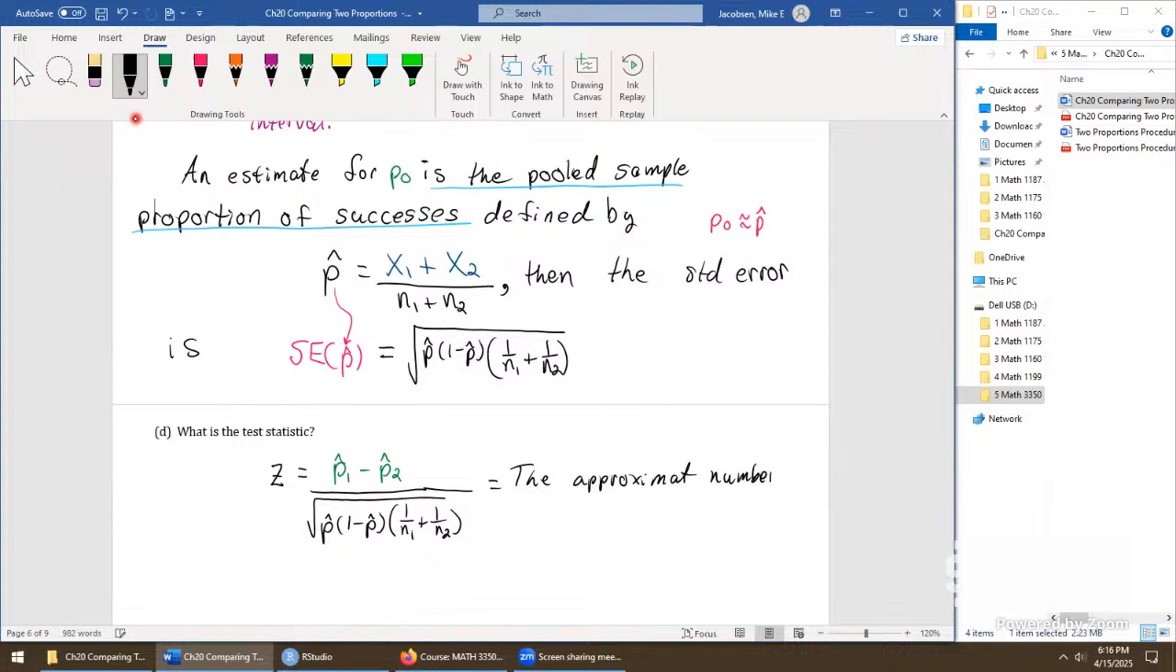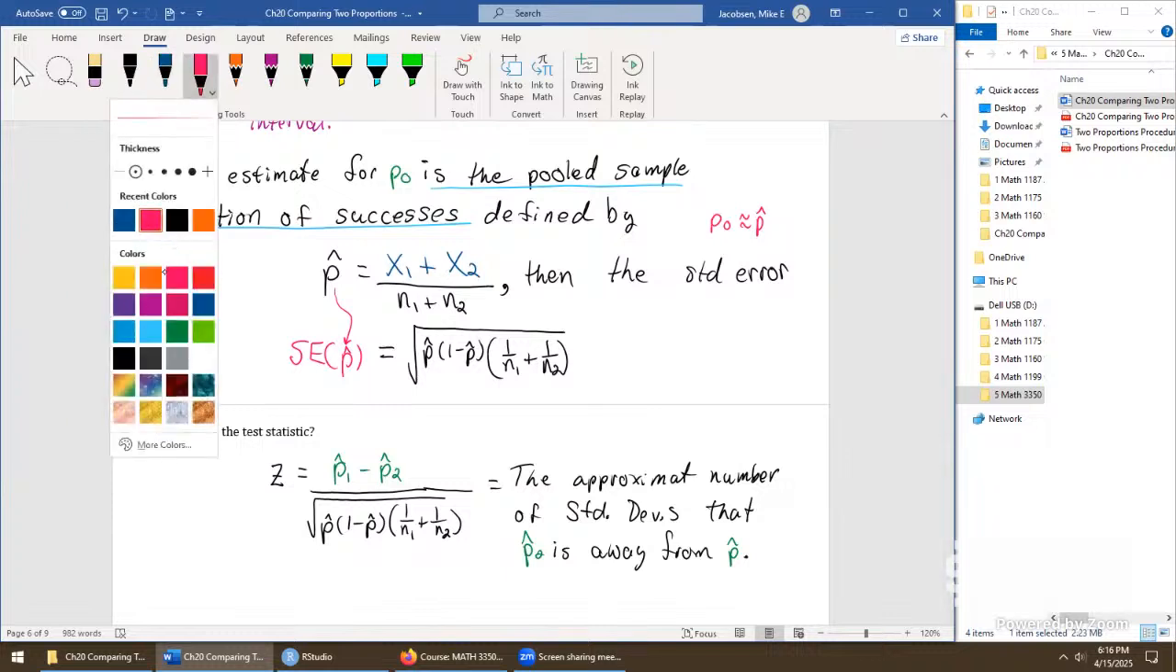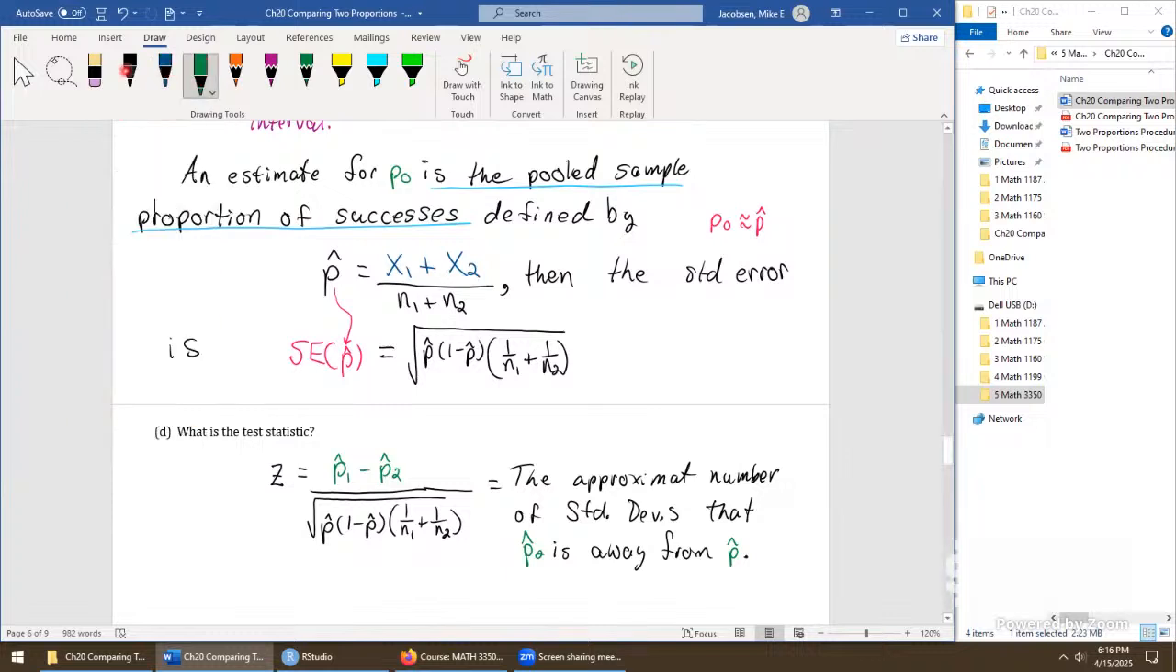number of standard deviations that p hat 1, p hat 2, let's say it slightly better, that p hat 1 is away from p hat 2. I need to find a better way to switch these colors. That could really speed this up, but thinking about it again, I don't know if there's a need to write as fast as possible in every single situation either. So there we have it.